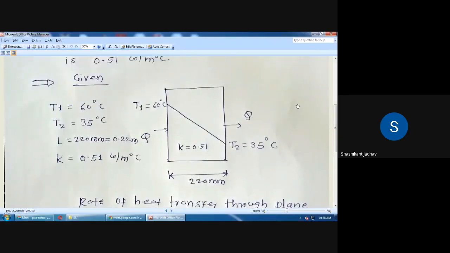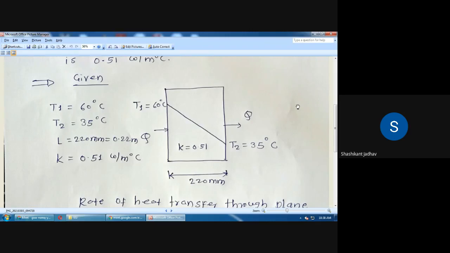Okay. So draw this diagram. Plane 1 is given. What is the temperature profile for plane 1? It is linear. So T1 at the left hand face is 60 degrees Celsius. T2 at the right hand face is 35 degrees Celsius. Thickness is given as 220 mm, and the thermal conductivity of that brick is given as 0.51 watt per meter degree Celsius. So write down the given values also.